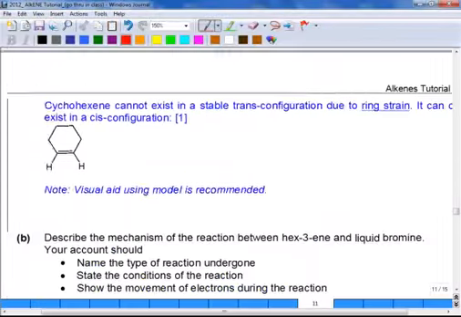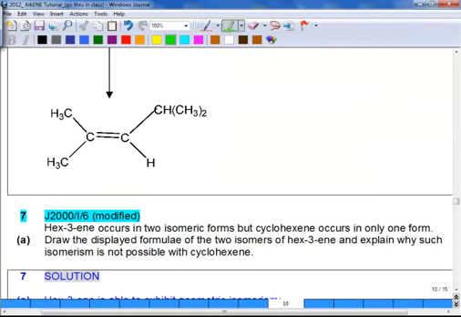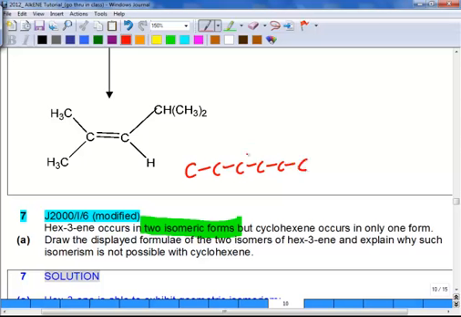Okay, question 7. I need you to pay attention to this one. Question 7 occurs in two isomer forms. Hexene. How many carbon? 6. 1, 2, 3, 4, 5, 6. Hex-3-ene. So at the third carbon, draw a double bond.